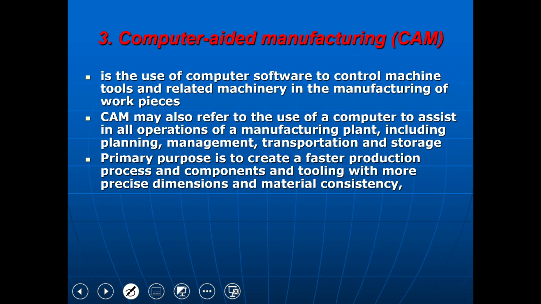The primary purpose is to create a faster production process, because when using CAM, we just have the CAD data and can transform it, and using all this data we can create a faster production process, and components and tooling with more precise dimensions and material consistency, and we can control the quality of the product.